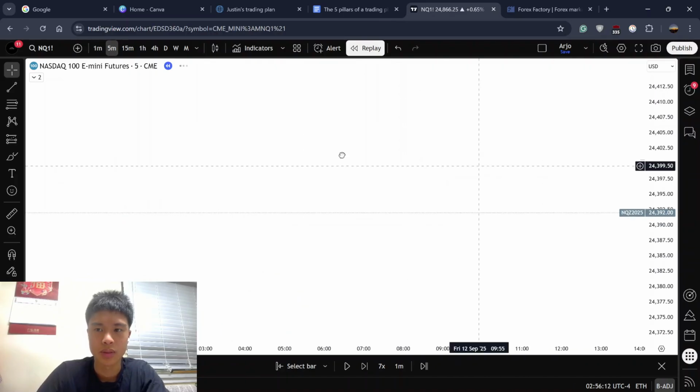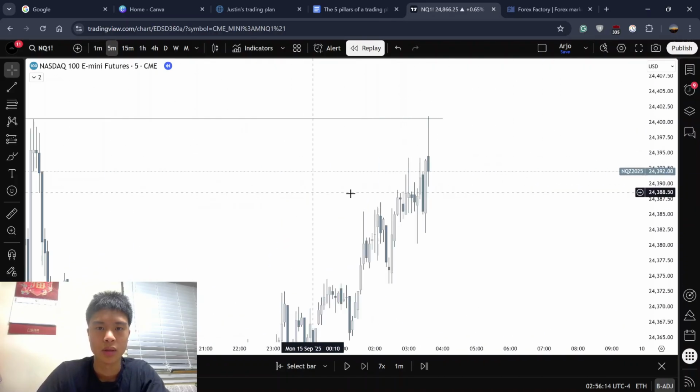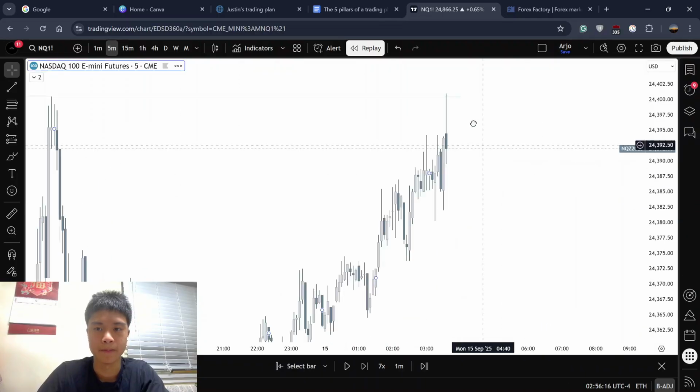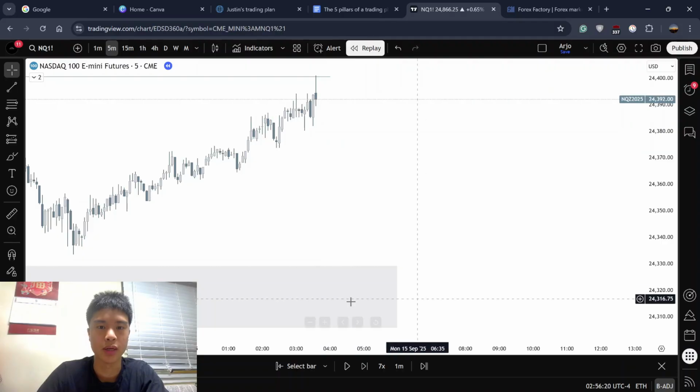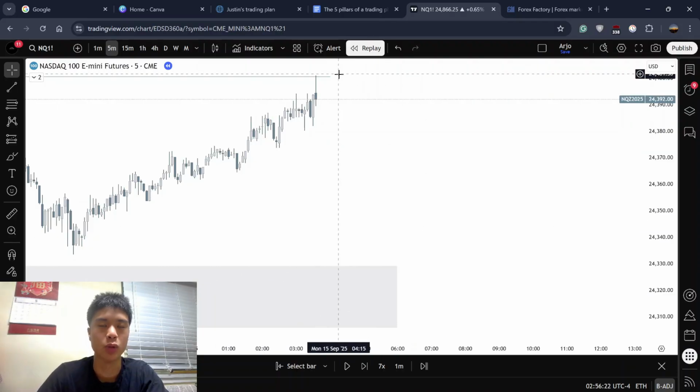So we can see that we swept this high right here. So now this is our context area. From this swing high to this fair value gap, this is where we're looking to get involved in the highest probability setup.